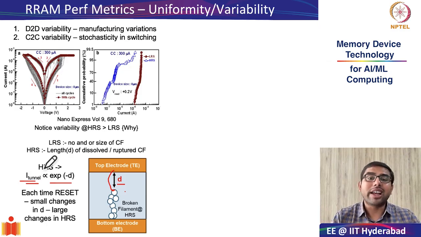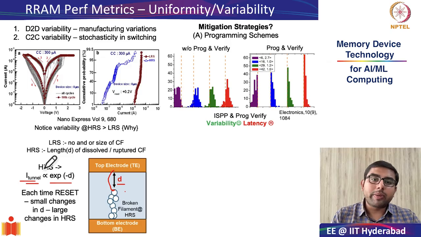high resistance state characteristics. So the next question to ask is, what could be some viable mitigation strategies to control or to improve the variability in these devices? So the first strategy is something that we are familiar with from our study of both NAND flash and PCRAM.